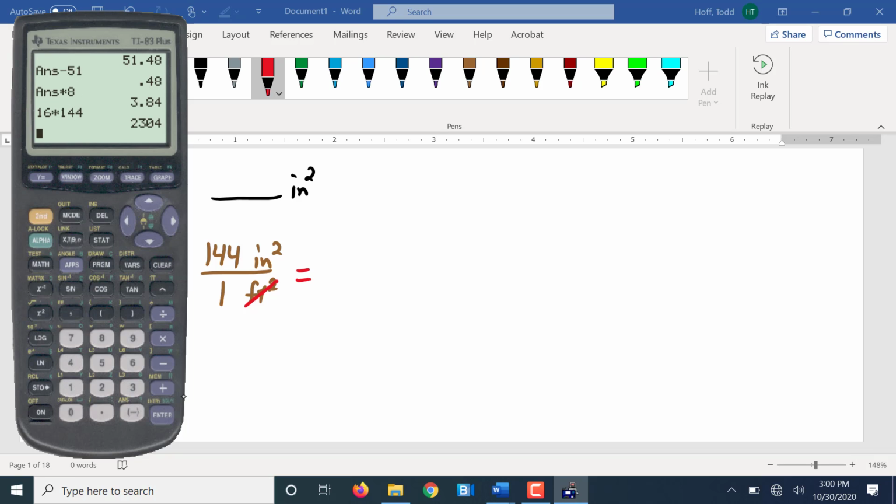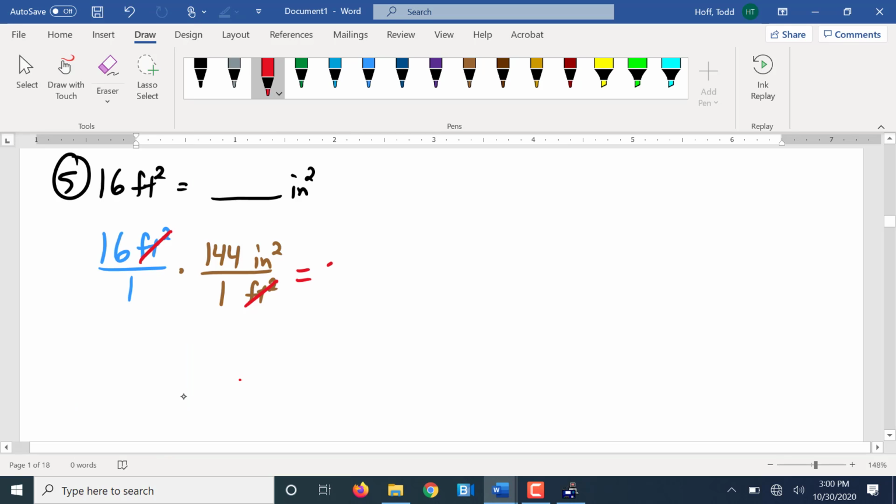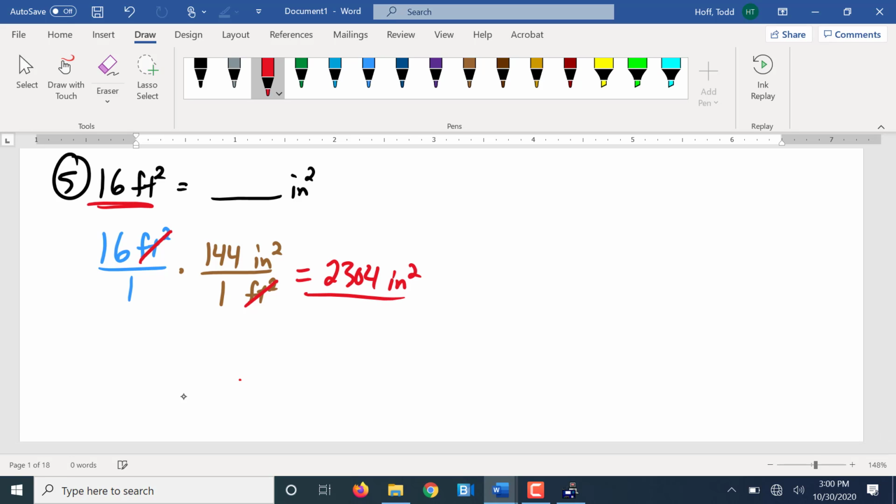Yeah, it's not the same number, but it's the same process. So you have 32 square feet instead of 16 square feet, but that's the process you would need to use. For number 5, it would still be times 144, because it's still square feet and square inches. Yeah, it'd be 32 times 144 instead of 16.